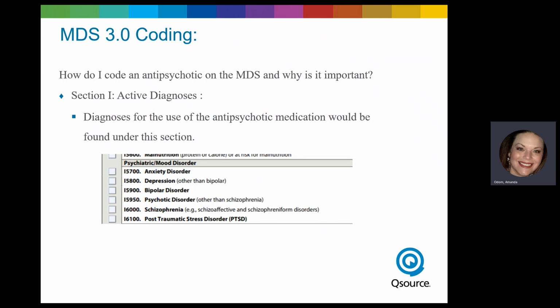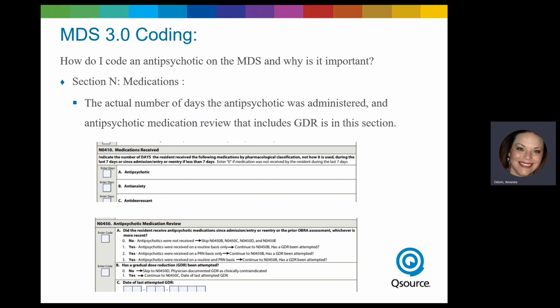The provider's attached diagnosis for the use of the antipsychotic medication would be found underneath this section. For example, I5250 is Huntington disease, I5350 is Tourette syndrome, and I6000 is schizophrenia. Section N is known as medications on the MDS.